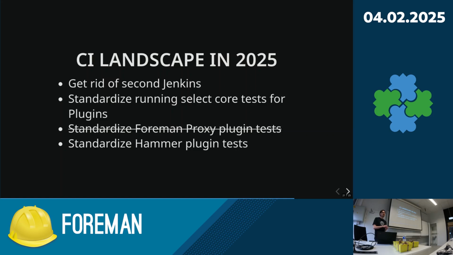But it would be very nice if you could almost all do regression testing. Like we mentioned earlier, if you upgrade Rails, maybe your plugin does some weird extension that actually breaks something in core that you didn't know about. So maybe we want to run these core tests as well. That's something that's on the to-do list. And Hammer plugin testing. I think we should do the same thing we did for the Foreman proxy with Hammer. We just haven't gotten around to it.